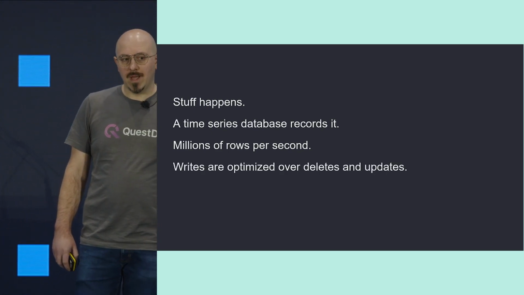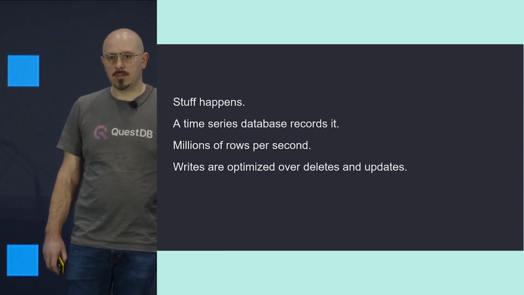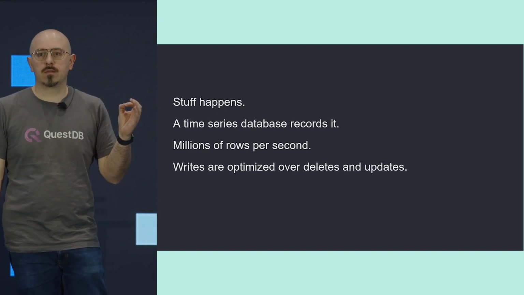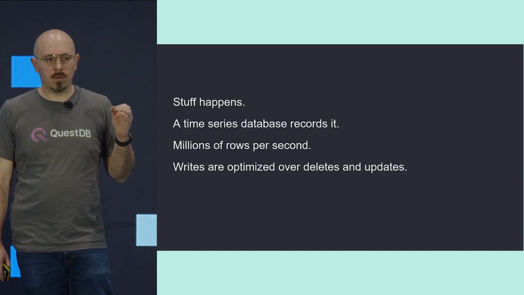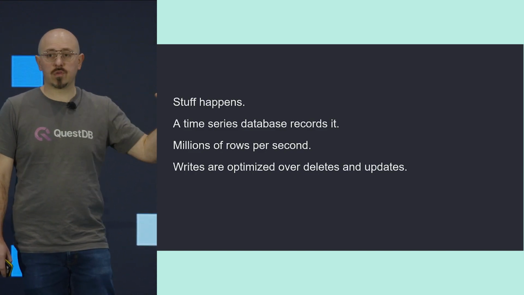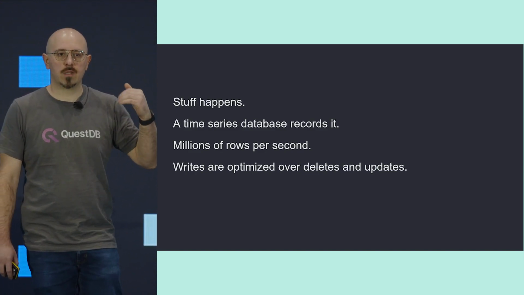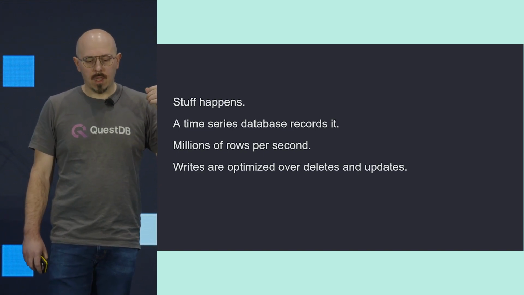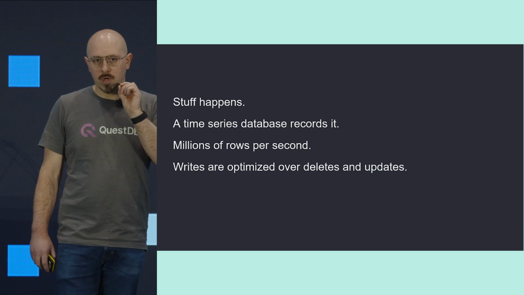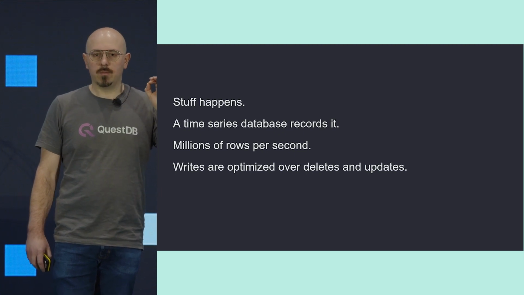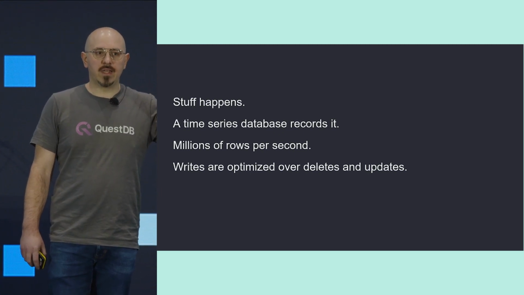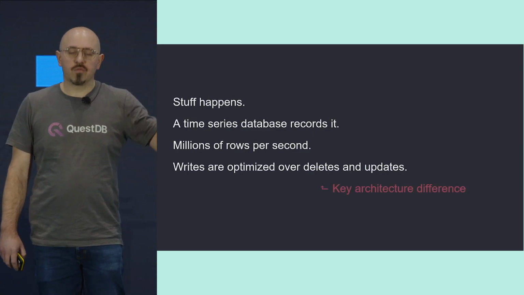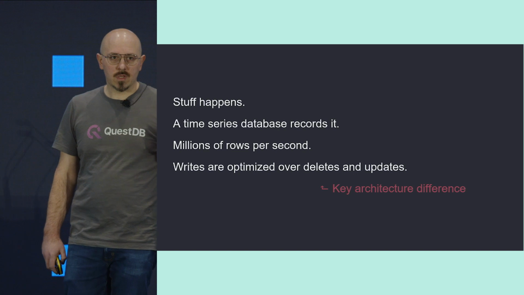And the key differentiator here is that this can be often millions of rows per second on a single instance. And as such, our database and time series databases in general as a workflow tend to optimize for that. So this means that all the pipeline and infrastructure is optimized for capturing events on the go, nonstop, whilst being able to handle queries, and really prioritizing writes over, say, deleting or updating data. This really is the key architectural difference between them.